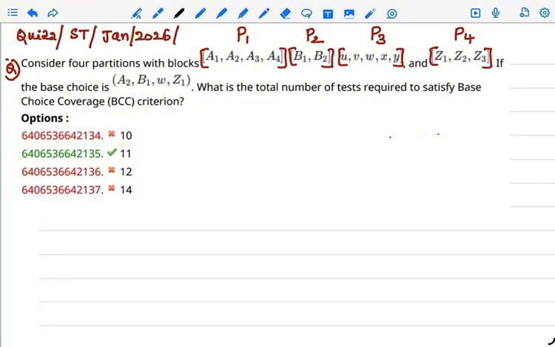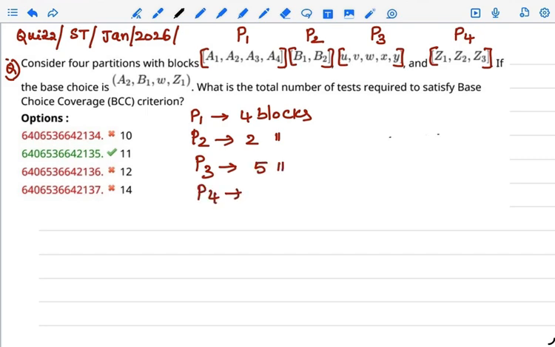Blocks A1, A2, A3, A4 are called blocks. So partition 1 has 4 blocks, and partition 2 has 2 blocks, block 1 and block 2, and partition 3 has 5 blocks from U to Y. Okay, and partition 4 has 3 blocks from Z1 to Z3, and the base choice is this one.